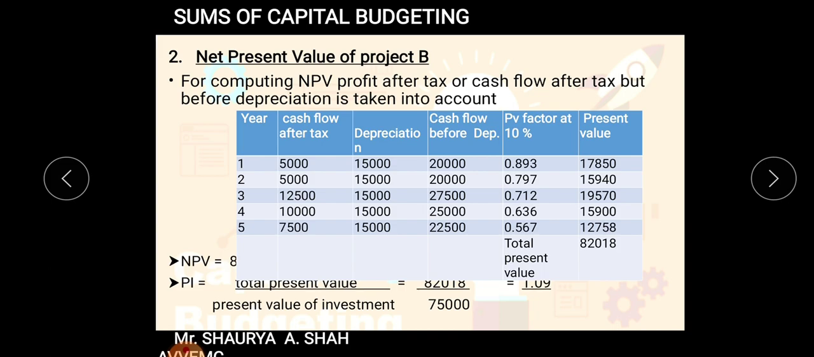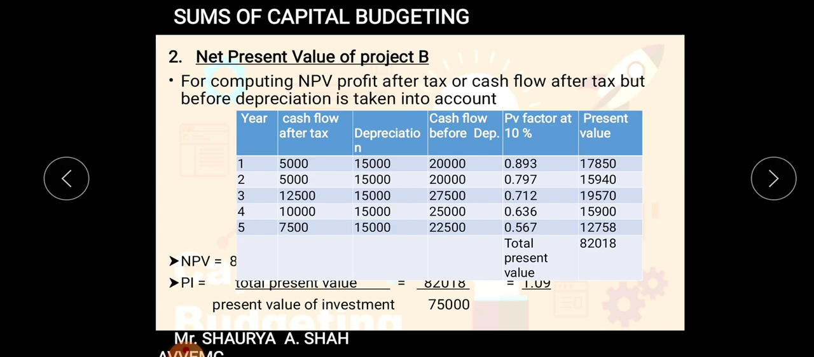Now PI, what is my profitability index? Total present value divided by present value of investment, right? So my total present value is 82,018 divided by present value of investment 75,000. Again I am getting the answer of 1.09, right? So in project A the profitability index was 0.92. Here, students, it is 1.09. I hope each and everyone is clear with this part, right?